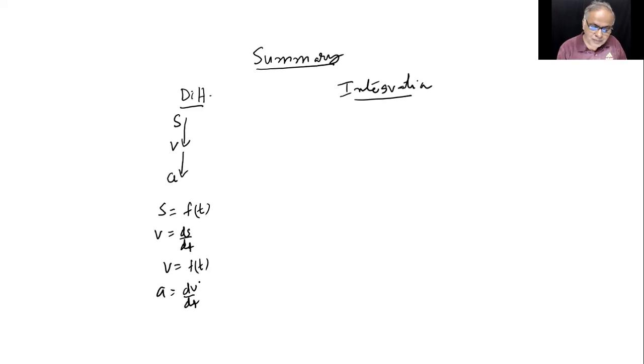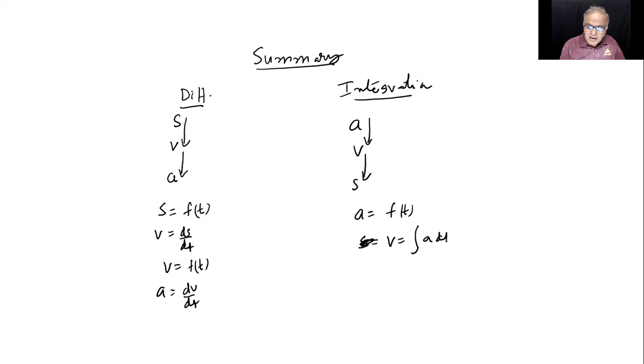Integration is what? A is known, from there you get V by integration. V is known, from there you get S by integration. Like how? Look at this. A as a function of time is given in the graph I showed you in the previous one. Now integral A dt will be, this is like ds by dt, right? But V equals, sorry, from A you get V. That V will be integral A dt. Do you follow?